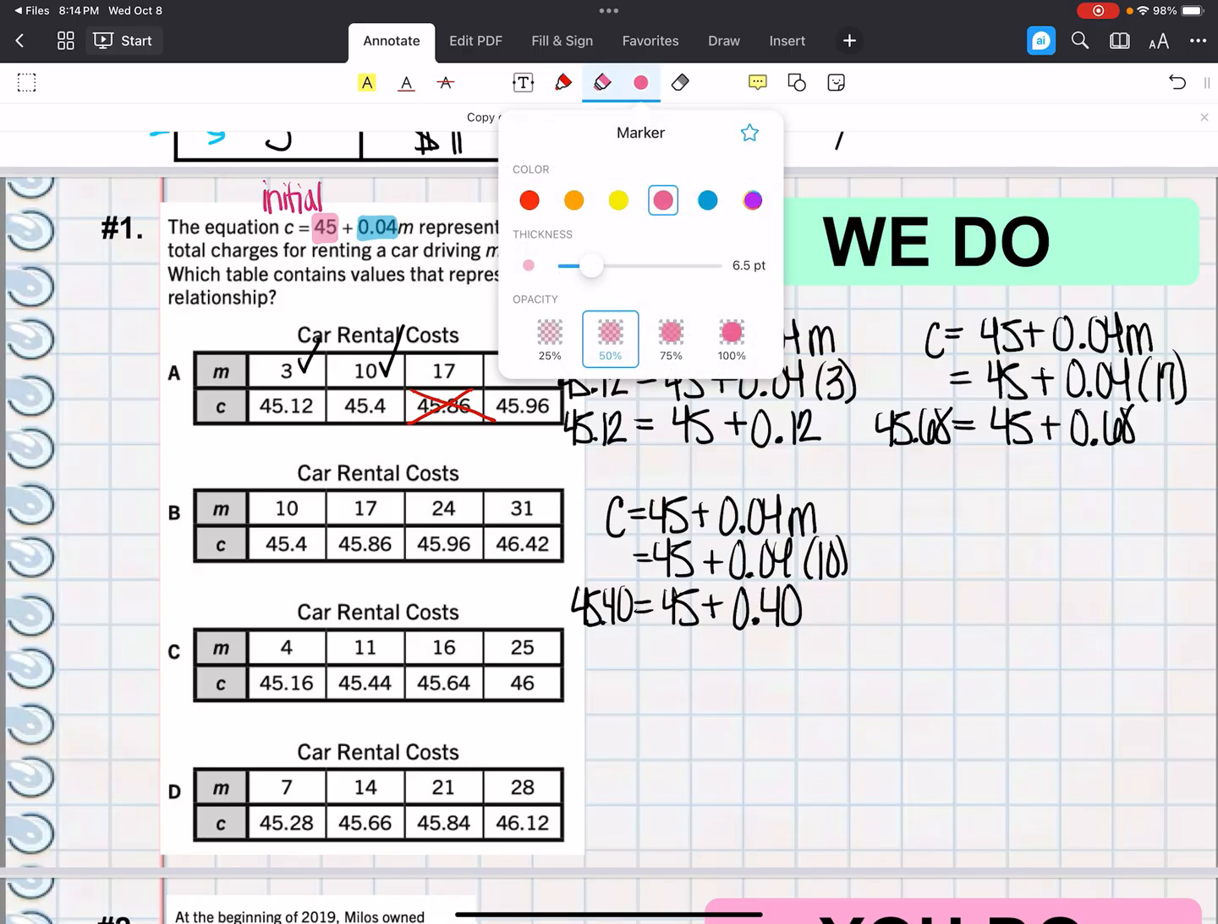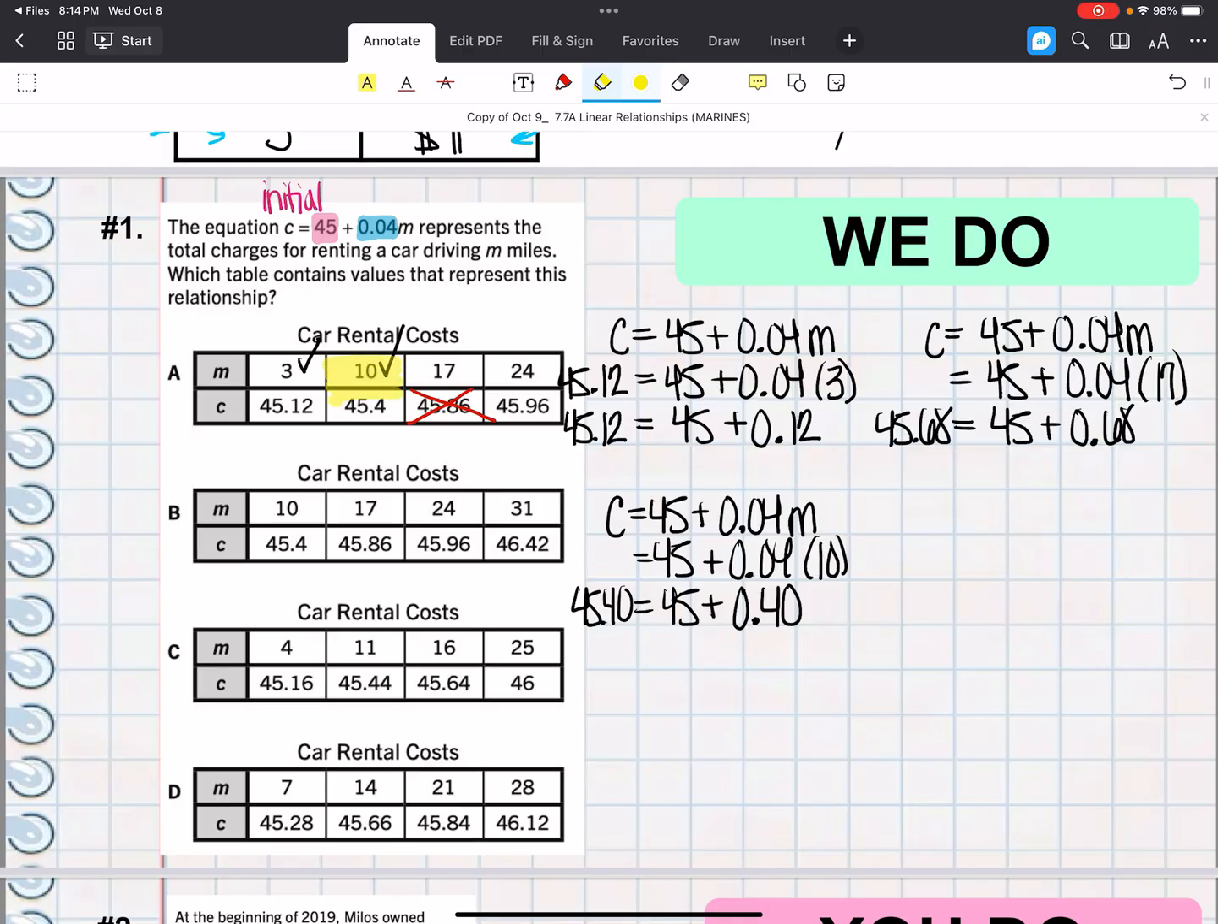Now looking at our second table, we already calculated that when m is 10, C is 45.4. So that one is correct. But notice on that second table, it has the same value you see here on A of 45.86. But we already said that this should be 45.68. Therefore, B is out. So from here, we can move on to C.